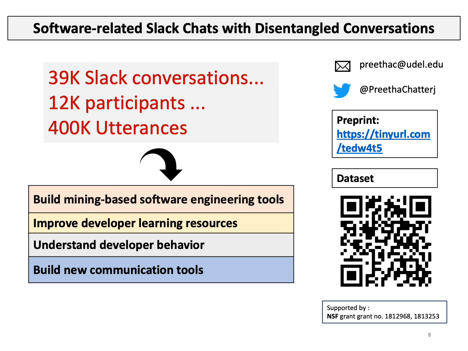This concludes my talk. Overall, our dataset consists of 39,000 Slack conversations contributed by 12,000 participants.